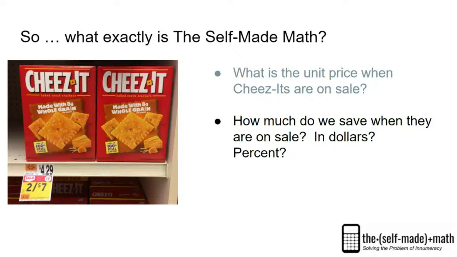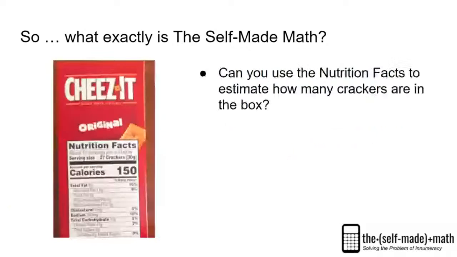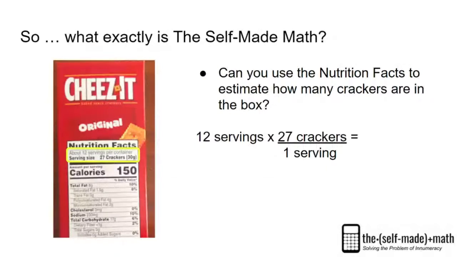Once we get those Cheez-Its home, can we use the label to estimate how many crackers are in that box? As a matter of fact, we can. We have the number of servings in the box. We have the number of crackers per serving. So if we set up our units, which we do throughout 6th and 7th grade, we work with units all the time. We've got 12 servings in that box. There's 27 crackers per serving.